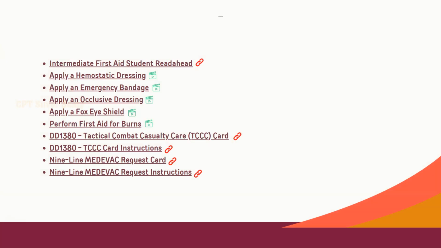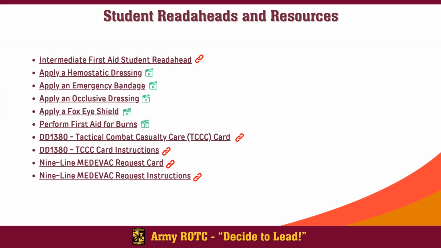So let's just jump right in here. This is a lot of resources on this slide. You'll see that there's the read ahead. There's also the 5 videos linked on this slide that we're going to be watching if you stick with me through this. Then you've got some instructions for the DD1380 and the actual card itself, which we call the TCCC card or the Tactical Combat Casualty Care card. And then even though we're not going to talk about it too much, there are a couple links there that'll take you to a MEDEVAC Request Card and the instructions for how to fill one out. Now, if you just scan that code on the last slide, you'd be able to click through all of these and it'll take you to those resources.